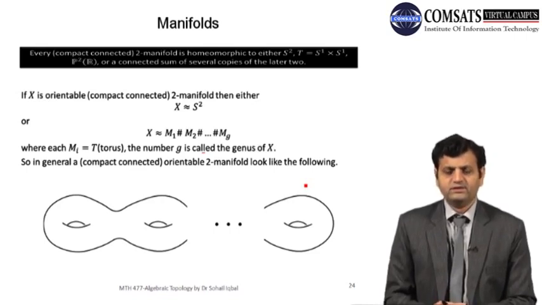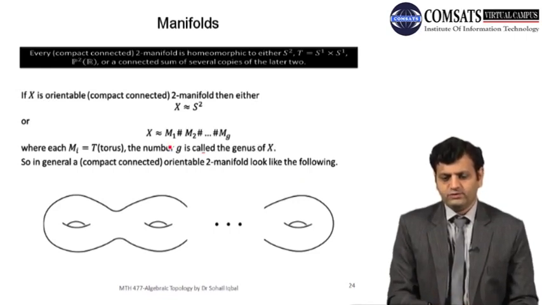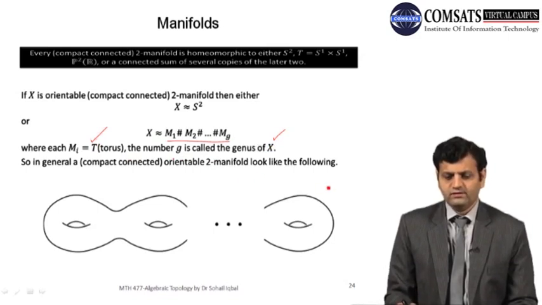So we know that there are 2 types of manifolds, orientable and non-orientable. In particular, this result can be made more detailed in the following way: if X is orientable, then X is homeomorphic to the connected sum of these Mi's, and each Mi is basically a torus. Okay, so the number G is called the genus of X. So in general, a compact connected orientable 2 manifold looks like the following.